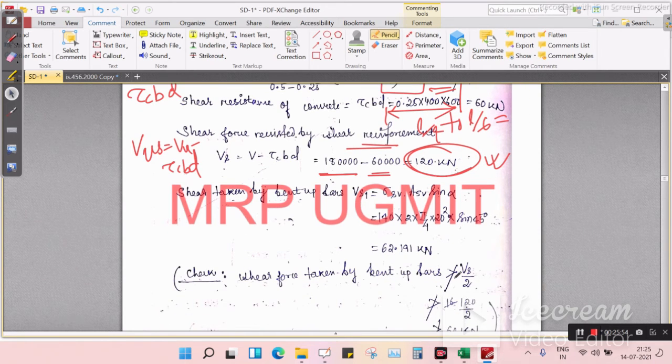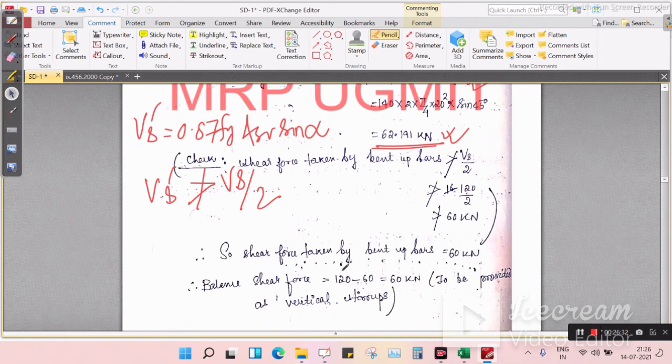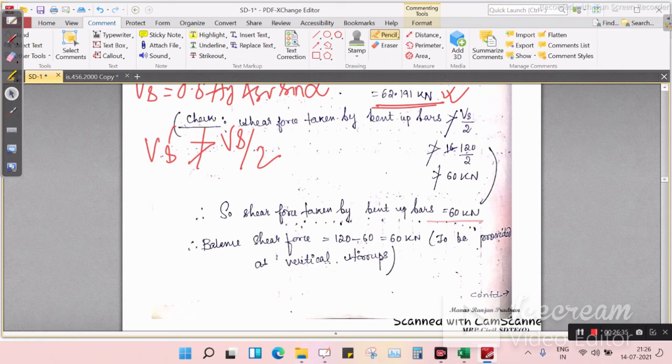So shear taken up by bent top bars, the formula is VS dash. VS dash is 0.87 Fy ASB into sin alpha. So the value is 62.191. So our total design shear value is 120. As per IS formulation, VS dash should not be greater than VS by 2. But VS by 2 is 60, but VS dash is 62. So our VS dash should not be greater than 60. So shear taken up by bent top bar is 60.